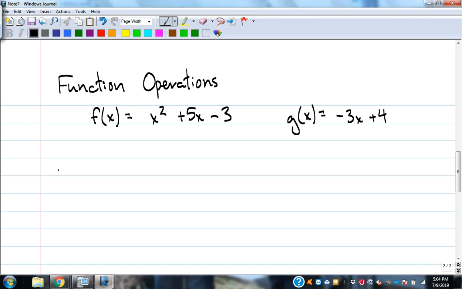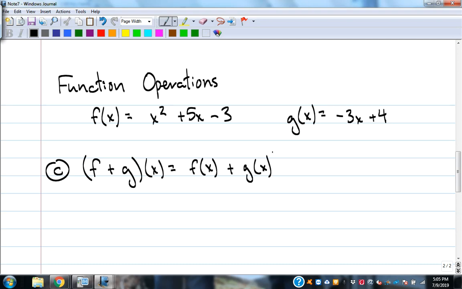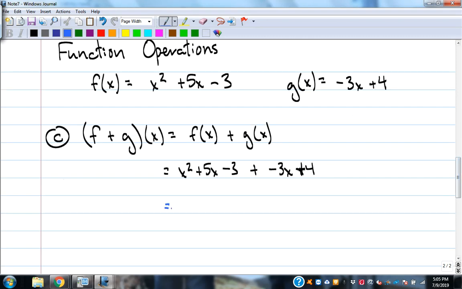So the way the notation works for function operations is they'll say f plus g of x. What that means is you're going to take f of x and add g of x to it. All right. So I'm going to take x squared plus 5x minus 3, and I'm going to add negative 3x plus 4, exactly like it says. When I add two polynomials together, I'm trying to just put like terms together. That's all I'm doing. Okay.